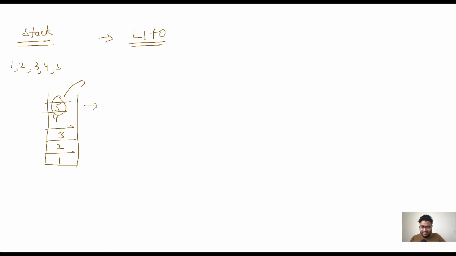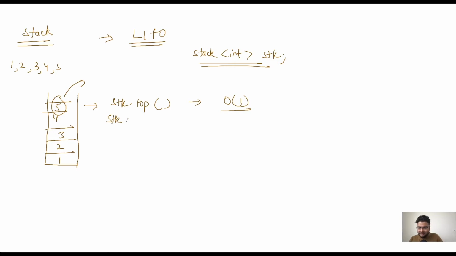So in stack, we can define a stack like this. And there are multiple properties of a stack. The first thing is stack.top. Stack.top will be O of 1 here. Why? Because it is getting me the topmost element of the stack. We can also pop an element from stack. The pop will also be O of 1 in this case. So stack is very simple. All the properties of stack will get followed in this container.